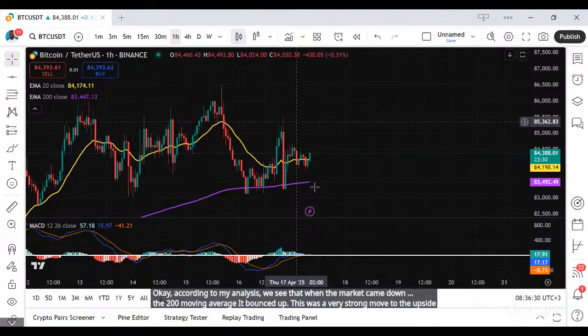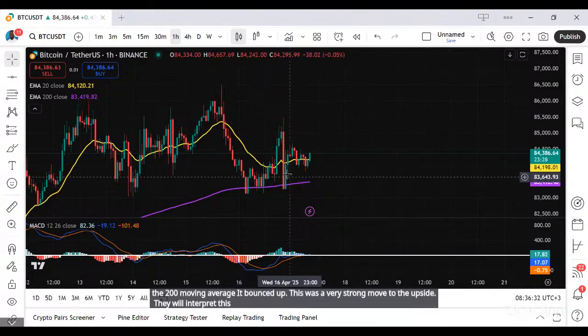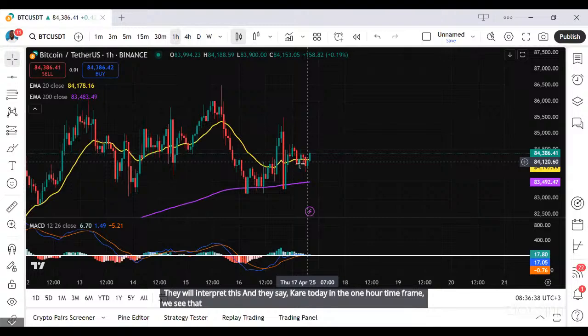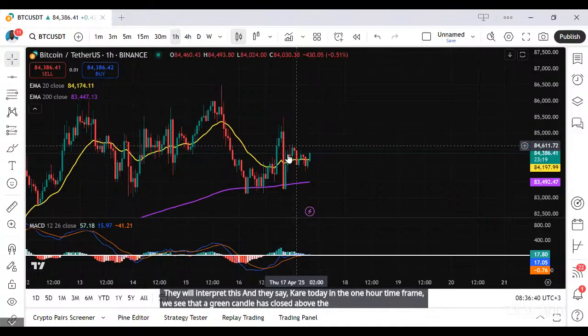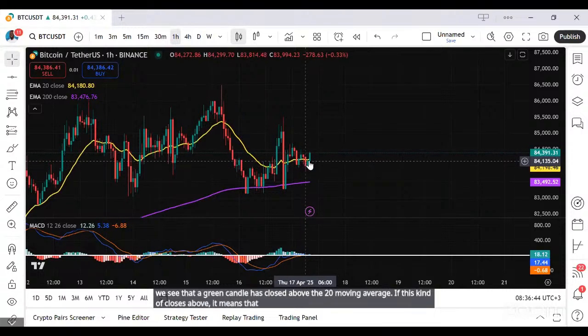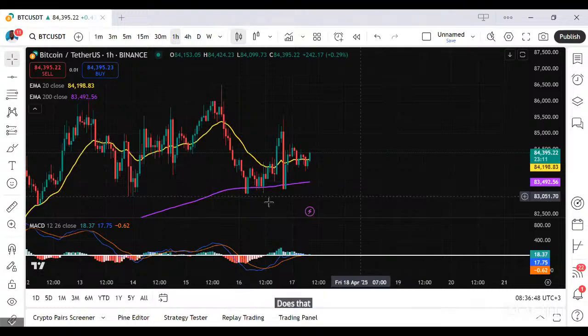They will interpret this. And they say currently in the 1 hour time frame, we see that a green candle has closed above the 20 moving average. If this candle closes above, it means that we can see Bitcoin getting to 85,000. Does that make sense? Those are the analyses they make.